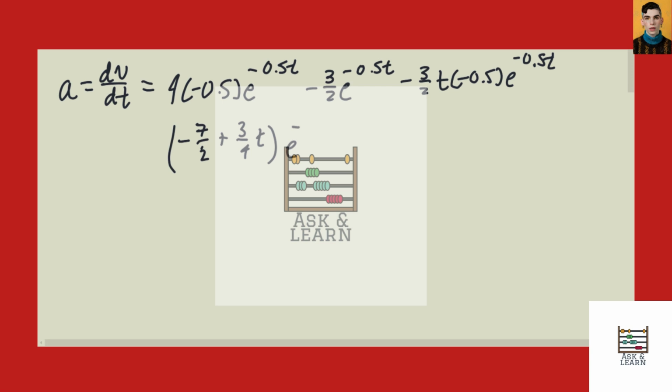Or if we're just keeping this consistent, we'll keep everything in fractions. So it's the same thing as e to the minus t divided by 2.